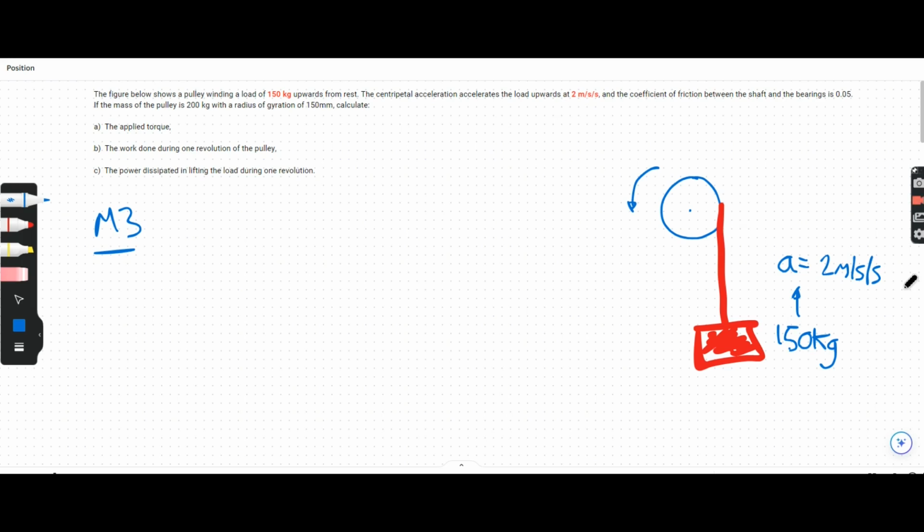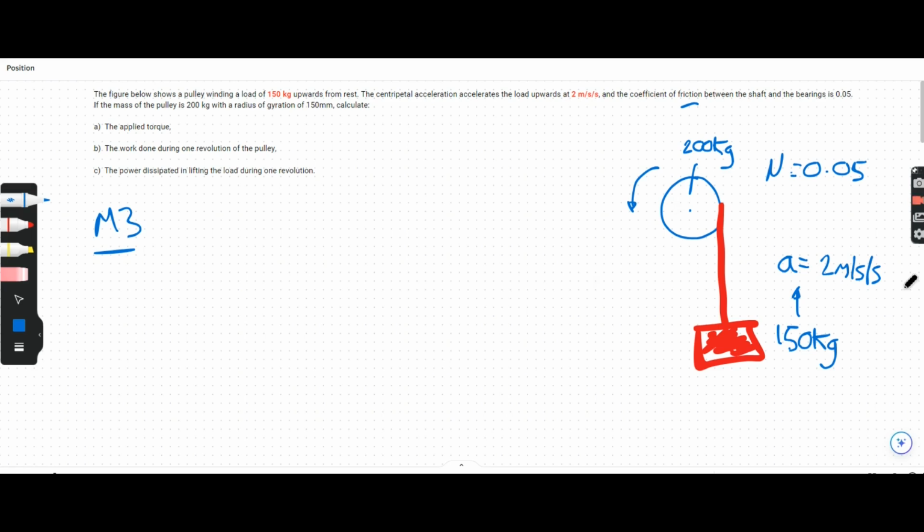It's also saying we've got some bearings because we're spinning, so we might have some bearings on here. So the coefficient of friction, you might know this little symbol, is 0.05, because you've got a bearing and things moving, so you've got a bit of friction. The mass of the pulley is 200 kilograms. So the load being lifted is 150, and the mass of the pulley is 200 kilograms.